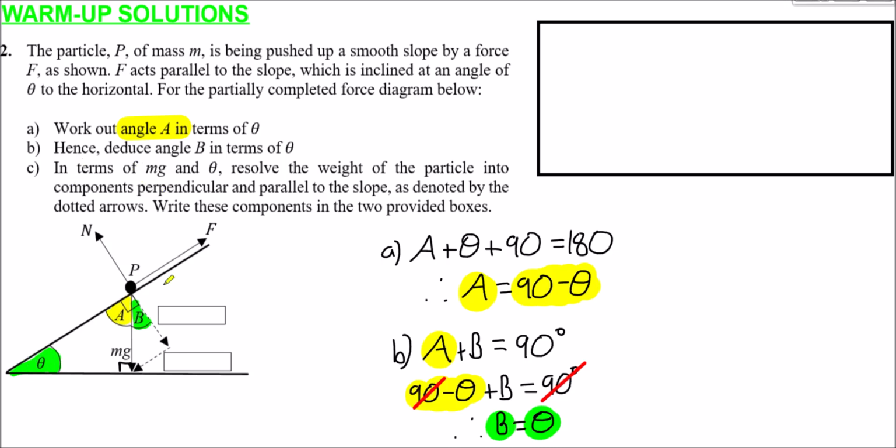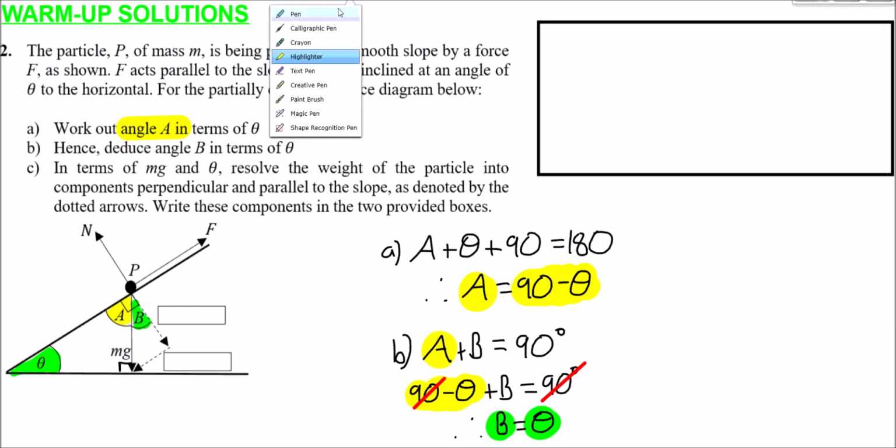In part C, based off this, in terms of mg and theta, resolve the weight of a particle into components perpendicular and parallel to the slope. So perpendicular is going downwards like so, and parallel is going downwards according to this arrow. So we just need to add into these boxes here what these components are.